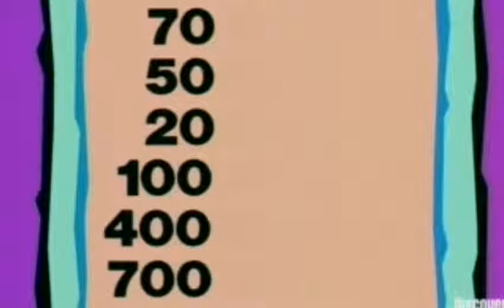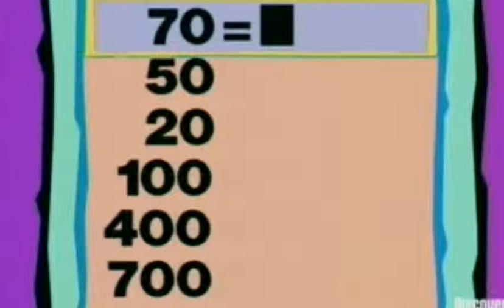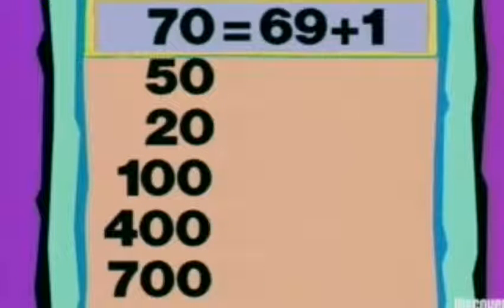Here are some numbers that end in 0. We're going to rewrite each of these as some number plus 1. The first number is 70. 70 equals some number plus 1. 69 is the missing number. 70 equals 69 plus 1.